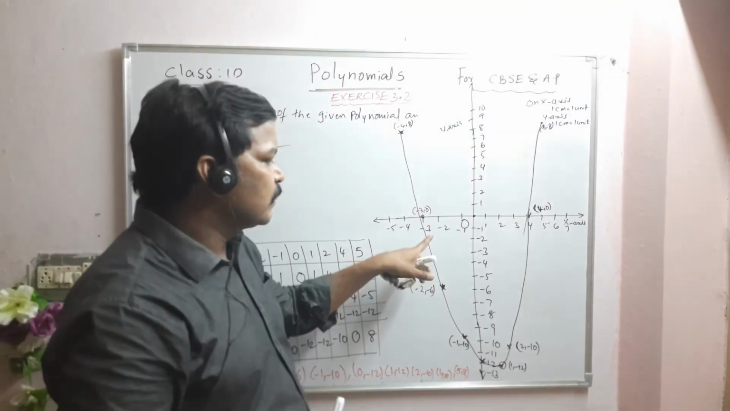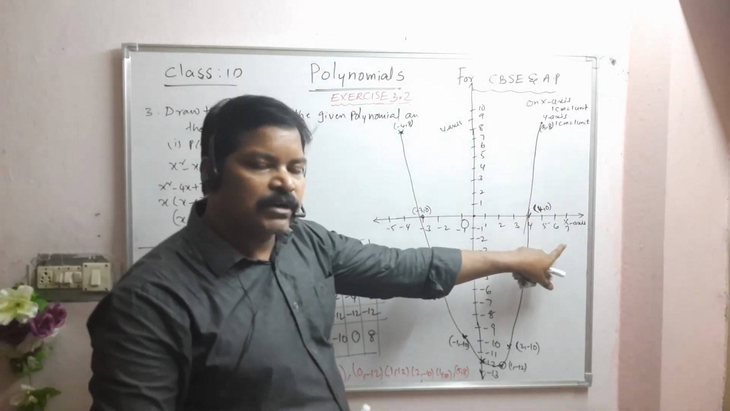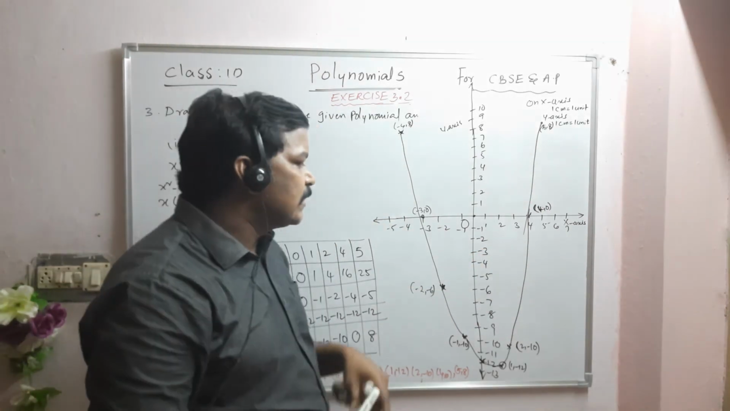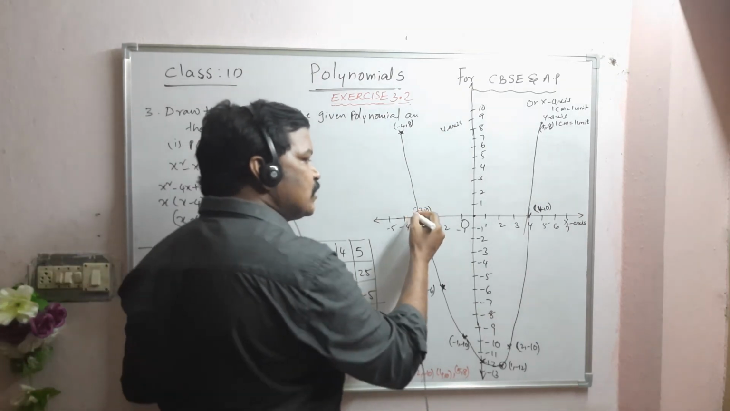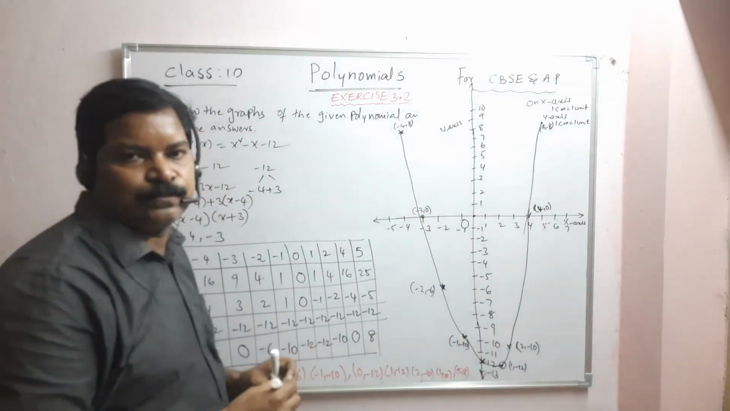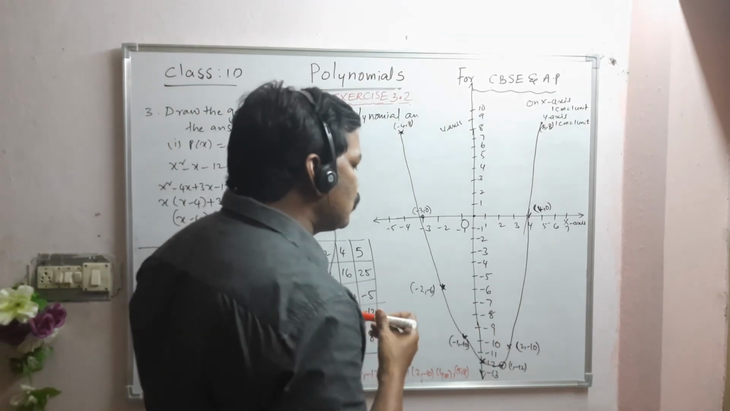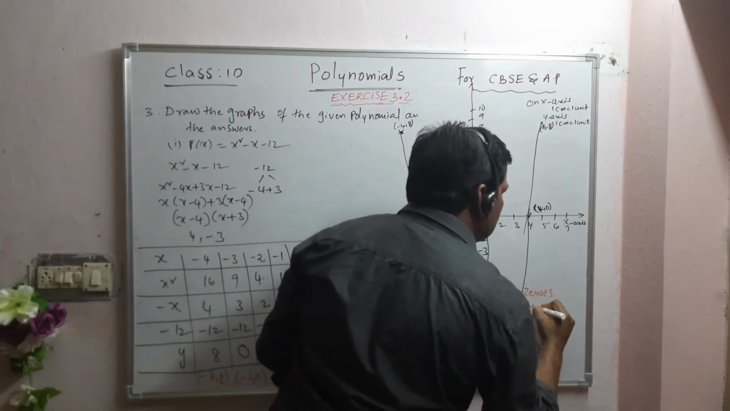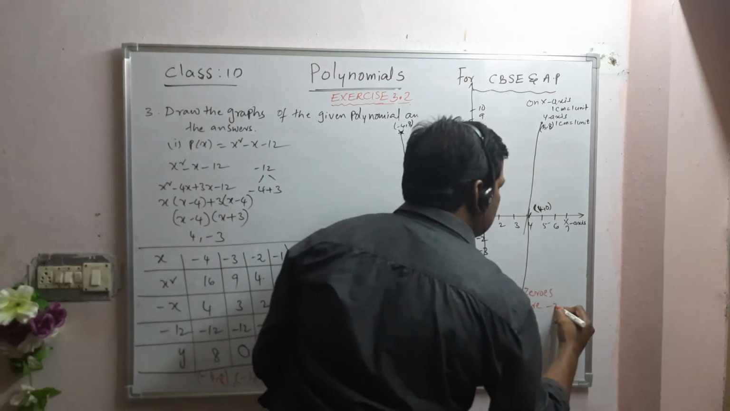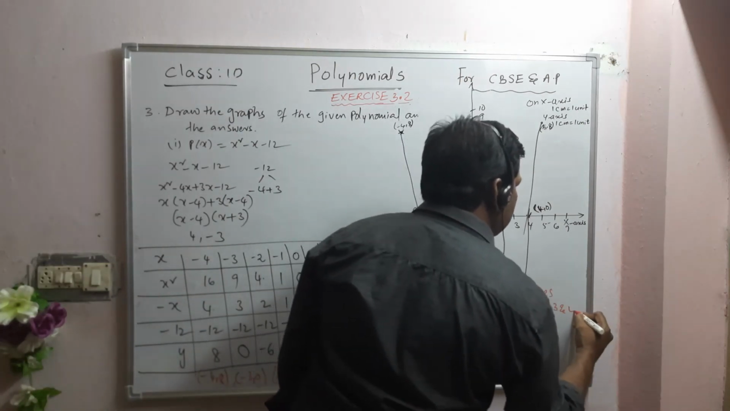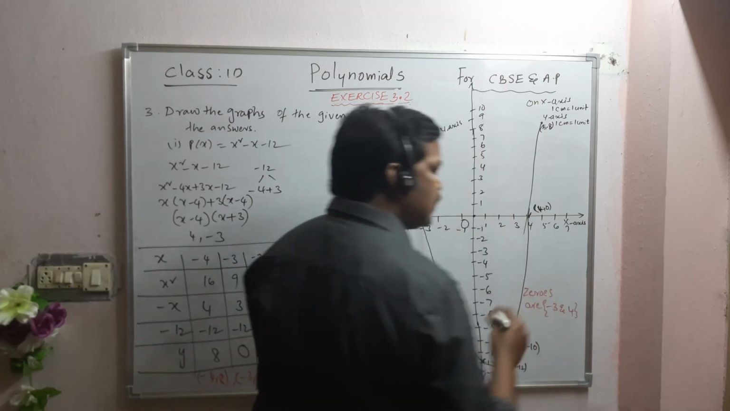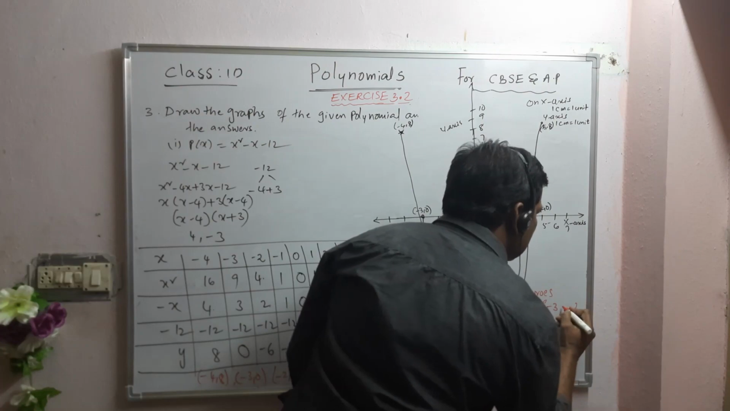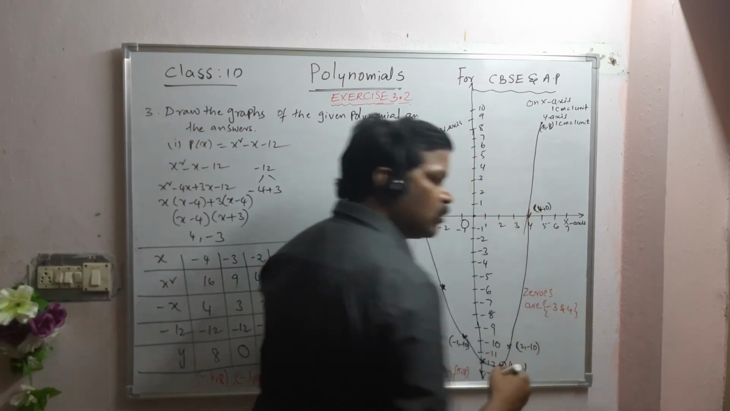See, what are the zeros of this quadratic polynomial? Where it is intersecting x-axis at minus 3 comma 0 and 4 comma 0. Therefore the zeros are minus 3 and plus 4. Minus 3 and plus 4 are the zeros.